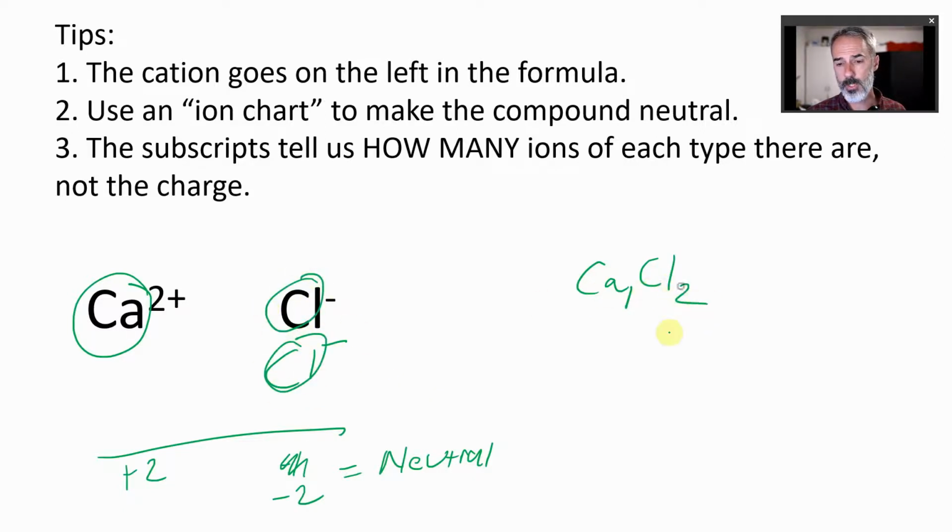So I put a 2 like that, and typically we drop the 1, right? We don't really write the 1, and there you go. That compound is CaCl2. Let's try another one.